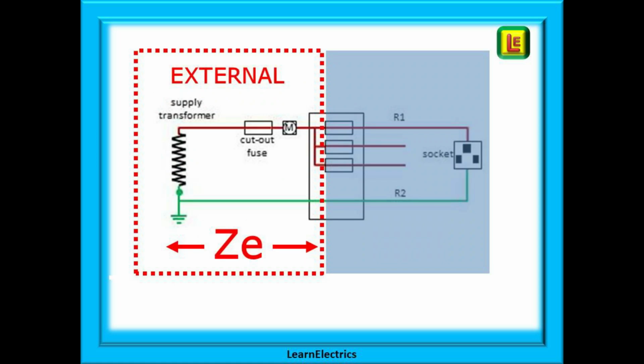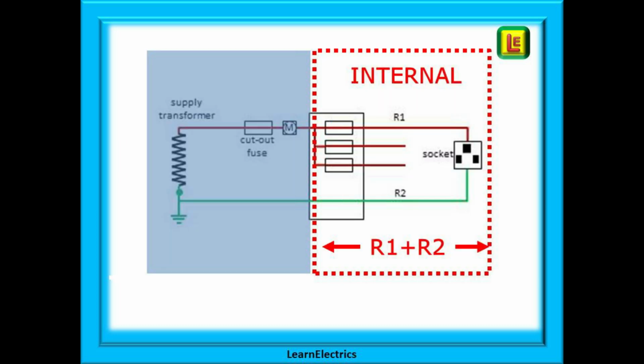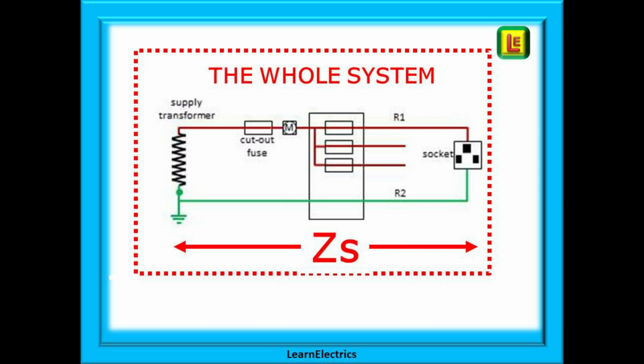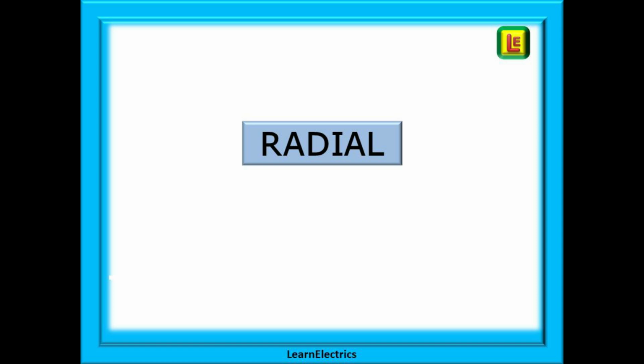ZS is made up of ZE, the external part of the installation, and in a domestic setting this will be all the wiring between the consumer unit and the supply transformer, and R1 plus R2, which is each individual circuit's wiring inside the property, between the consumer unit to the point of use, as we said, the internal wiring. And ZS is the whole system, everything. It is ZE plus R1 plus R2, and it is essential that you remember this formula and know how to use it.